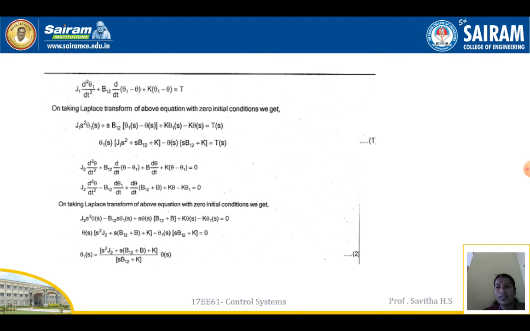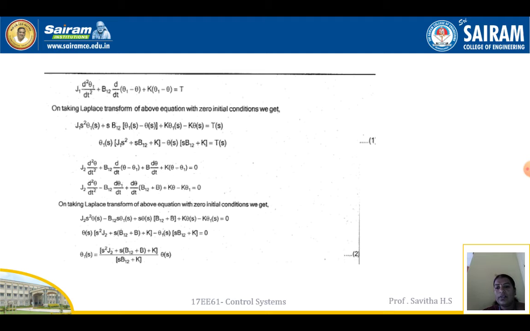Similarly, we'll consider the second node: J2 d squared theta by dt squared plus B12 d by dt of (theta minus theta 1) plus B d theta by dt plus K into (theta minus theta 1). So taking the Laplace transform and taking the common factors, we'll get theta of s into (s squared J2 plus s B12 plus B s plus K) minus theta 1 of s into (s B12 plus K) is equal to 0.